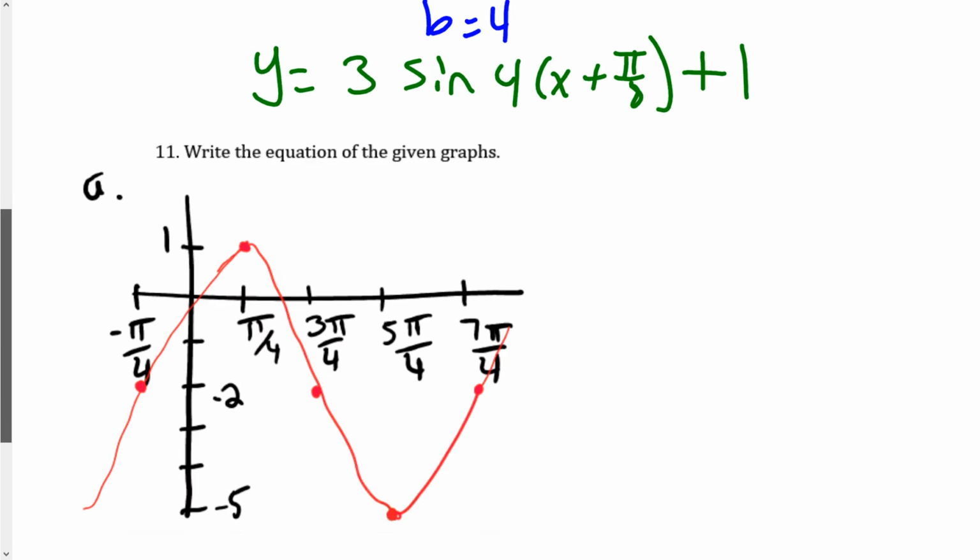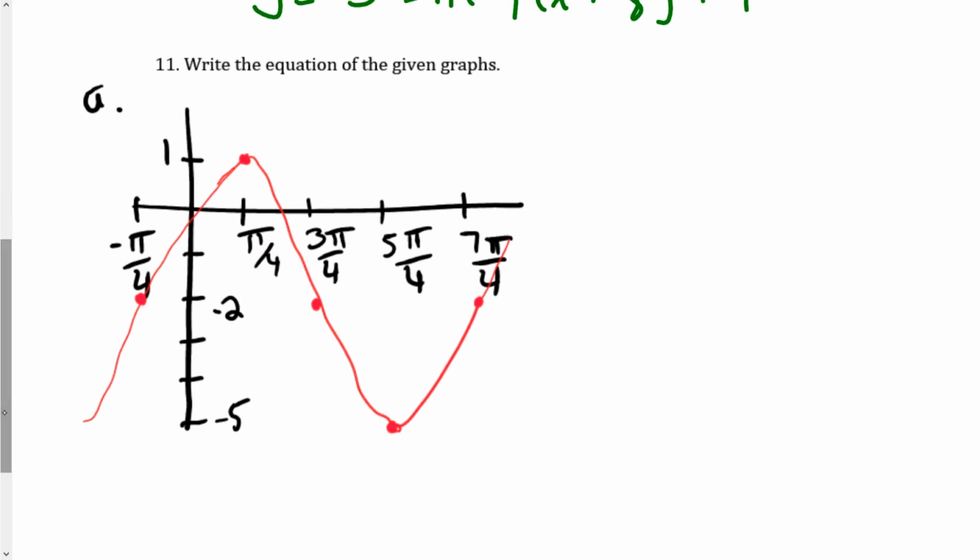Okay, now this next one, this is kind of the harder part, right? Because you have to write the equation from a graph. So what you need is all 4 of those things. You need your A, your B, your C, and your D. Okay, so we want to find those, and once we can find them, we can write it just like we did on the last 2 problems, right?